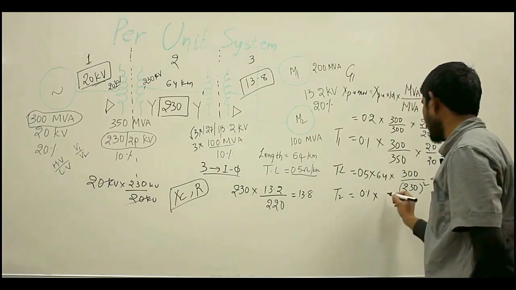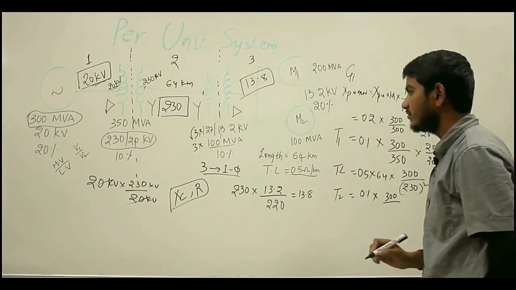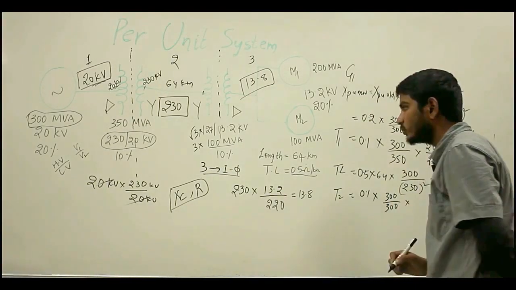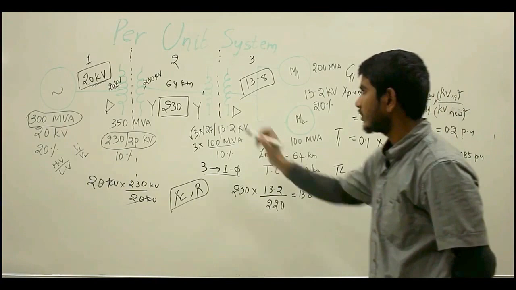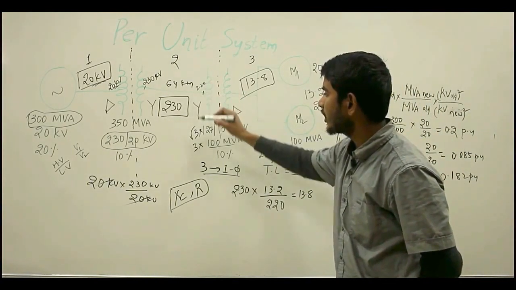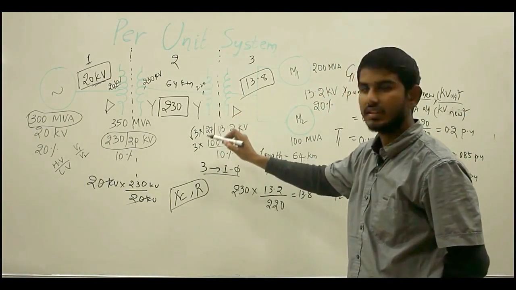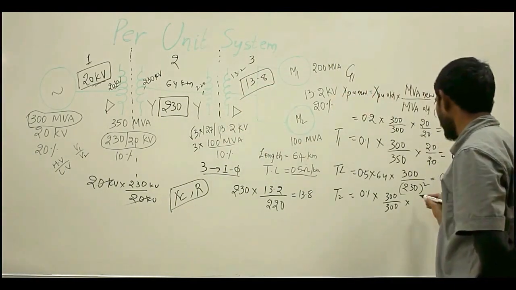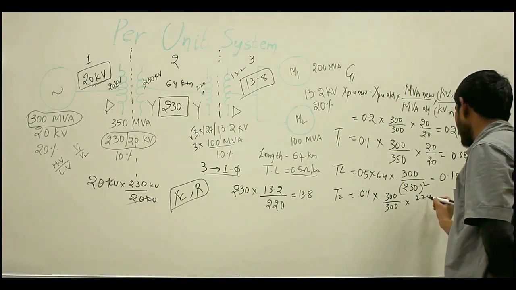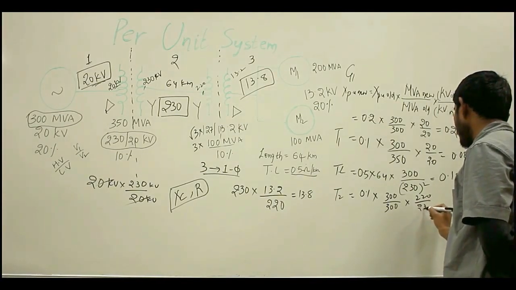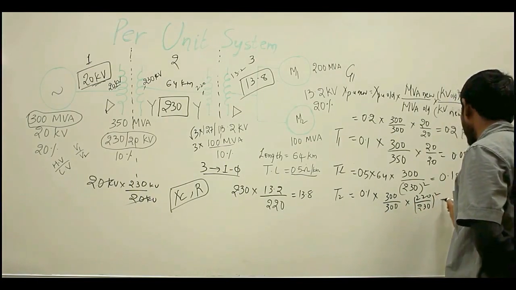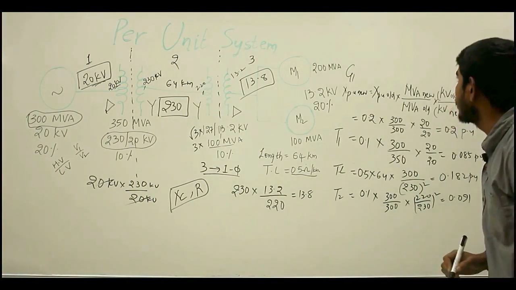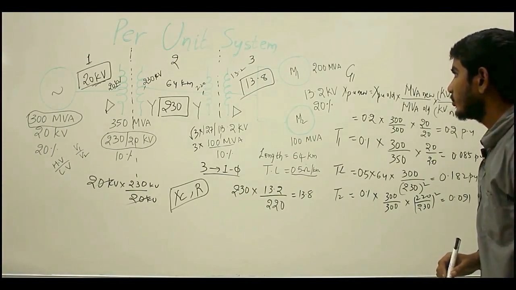Now for transformer T2, I am having the old value x per unit old is 0.1 into the MVA new is 300 upon MVA old is 3 into 100, 300 into, if I take this portion, this is 220 kV, under root of 3 into 127 gives you 220 and here it is 13.2. So my kV old is 220 upon kV new is 230 whole square. So this gives me 0.091.